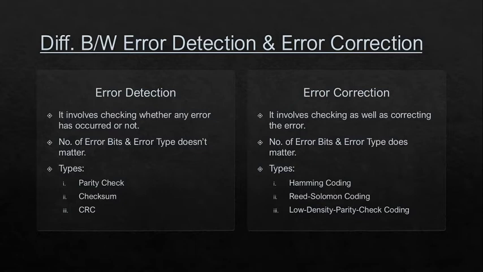Let's move on to the types of error detection and error correction. The types of error detection are parity check, checksum and CRC, while in error correction, the types are Hamming coding, Reed-Solomon coding and low density parity check coding. Our main concern is low density parity check coding, but for that we are going to discuss what Hamming code is first.